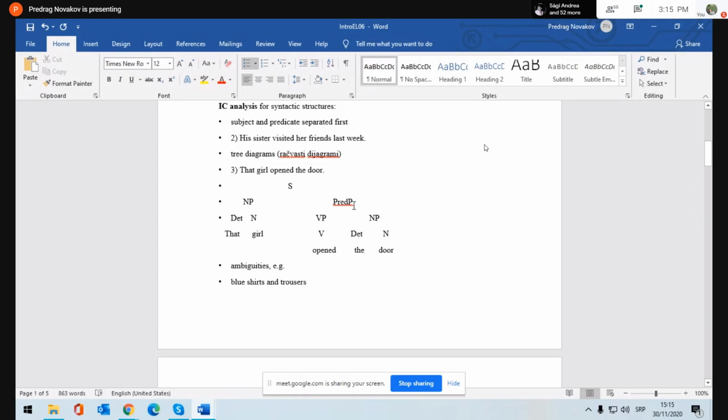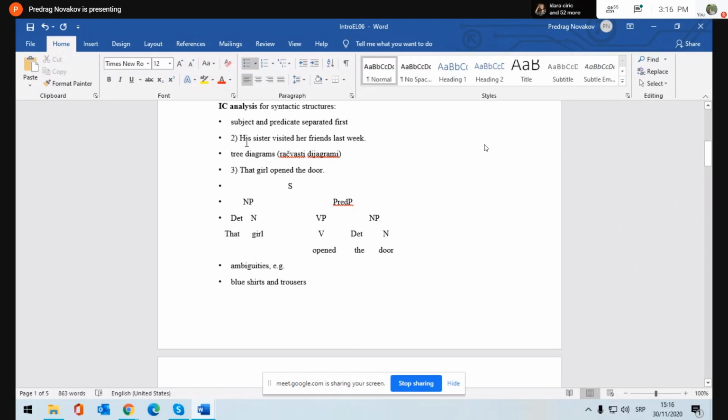The predicate phrase is subdivided into the verb phrase and the noun phrase. The verb phrase consists of a verb, which is opened, and the noun phrase consists of a determiner and a noun. Again, you can write down the verb here and the determiner and the noun at the end of this analysis. We call these diagrams tree diagrams. Anyway, the rule is subject and predicate separated first.